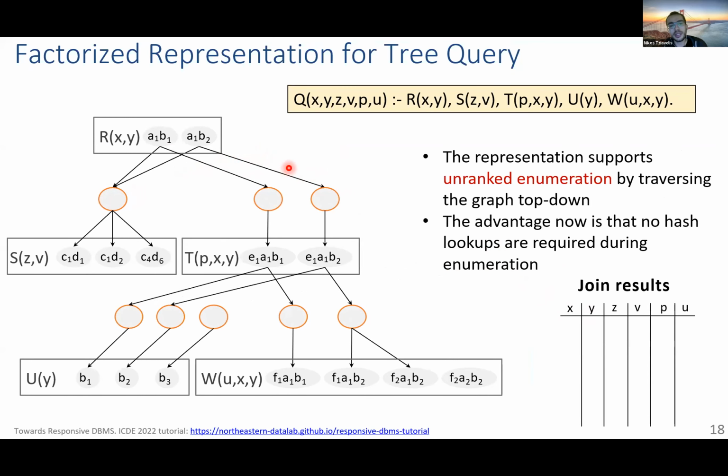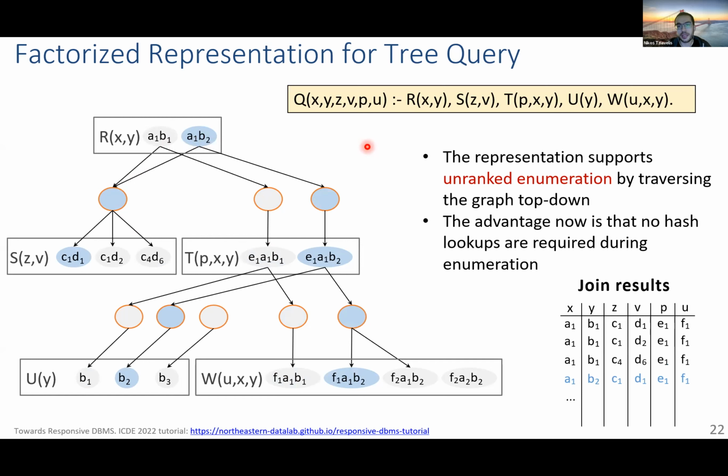So that's our representation. And the nice thing about this is that it directly supports the enumeration that Wolfgang explained before. We can now do it directly on this representation. So what we do is basically we traverse this graph. We start here with A1, B1, and whenever we have a branch in the tree, we go left and right, and we traverse the representation and find the first join result. And to find the next one, we perform something similar to depth first search. So we go to the next one here, to the next one here, and when these are done, we go back and visit the next tuple.